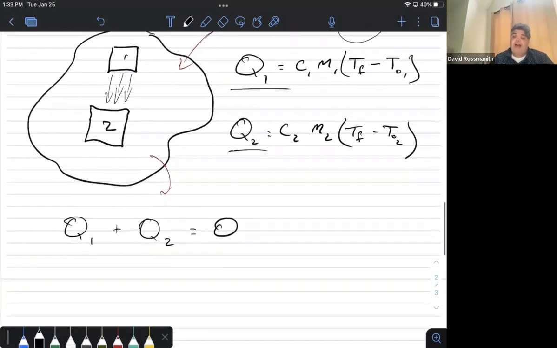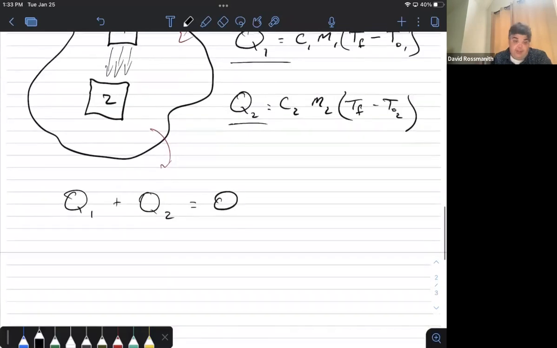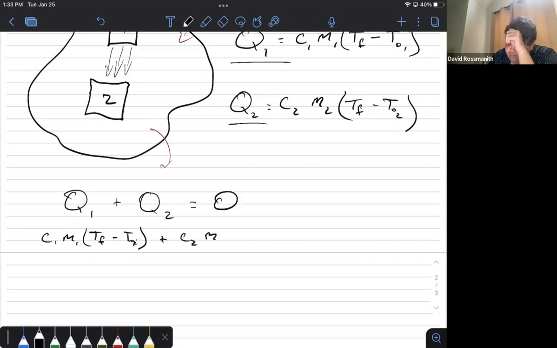So in actual fact, the application of this, if I'm doing an actual problem, what I really have is C1, M1, TF minus T initial one, plus C2, M2, TF minus T initial two is equal to zero. And that's my equation.